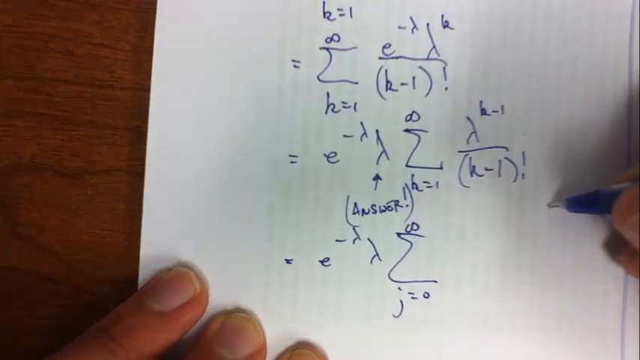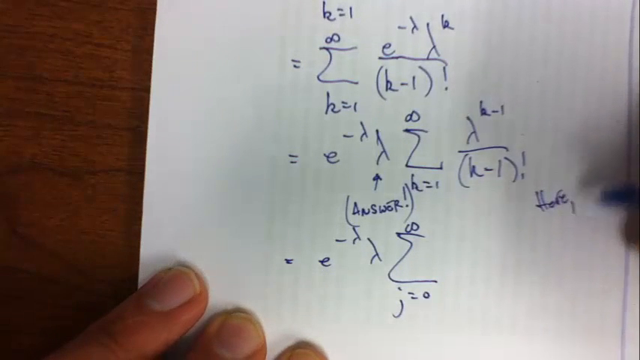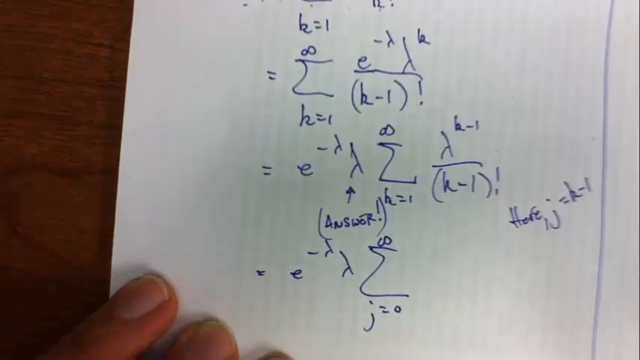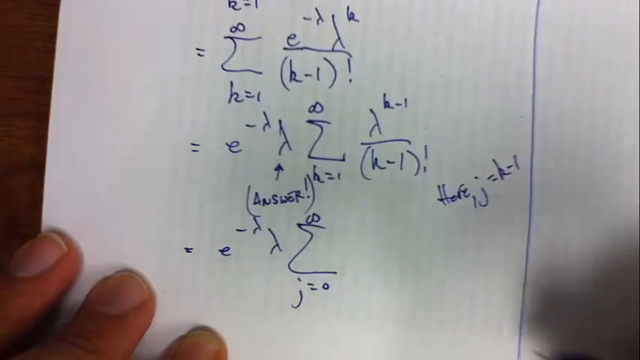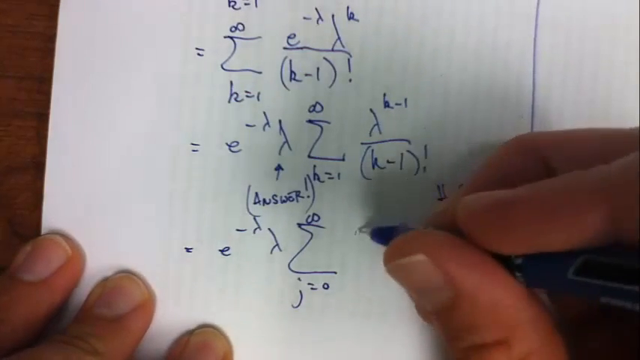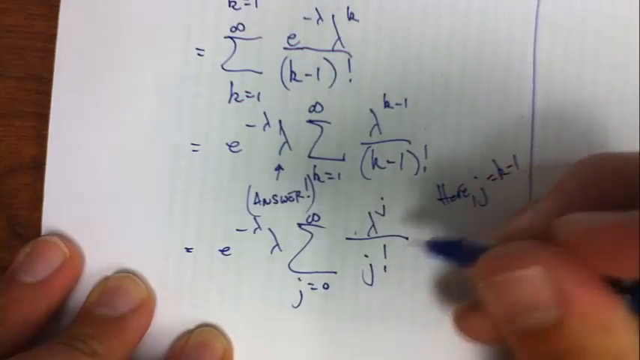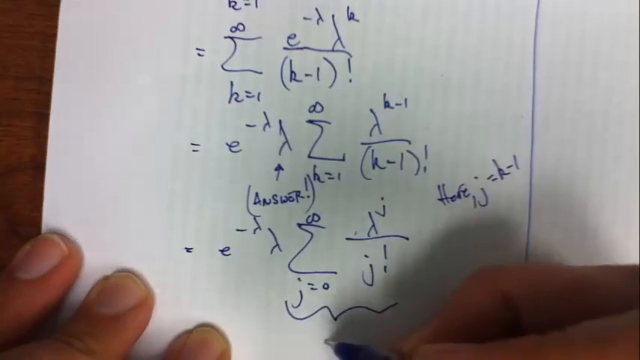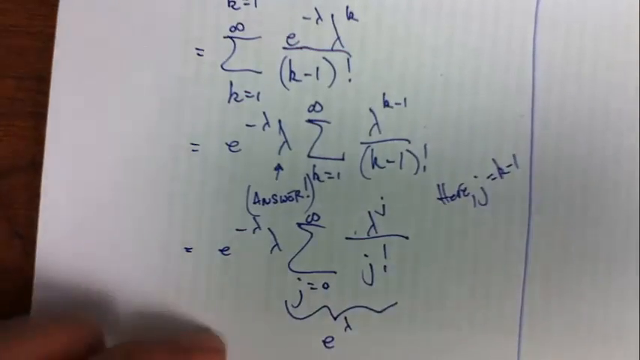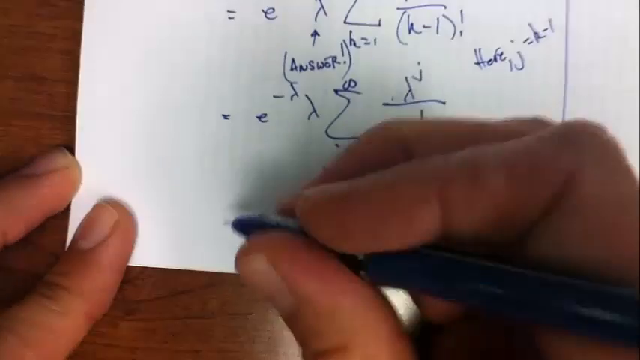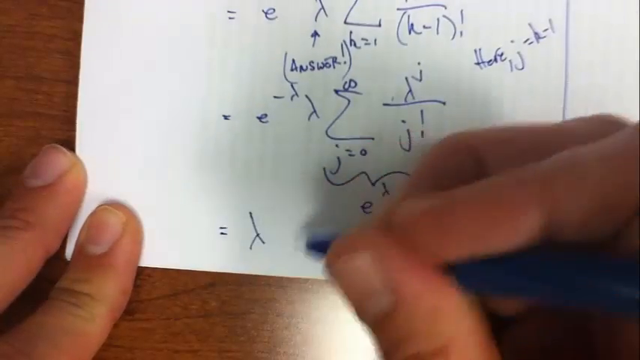I'm going to say j equals k minus 1. So that's going to be lambda to the j over j factorial. But you should know that this sum is actually e to the lambda. You've seen that in probably a calculus course or something. So the whole thing is just lambda. Excellent.